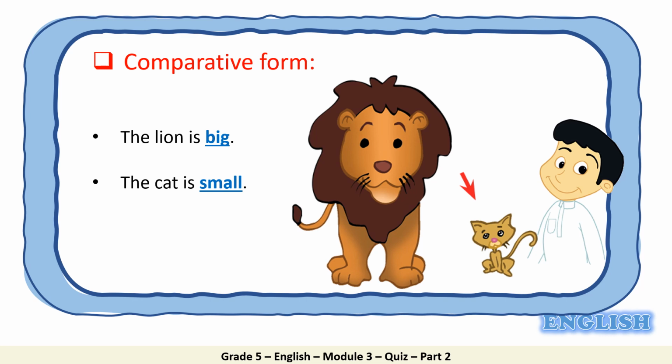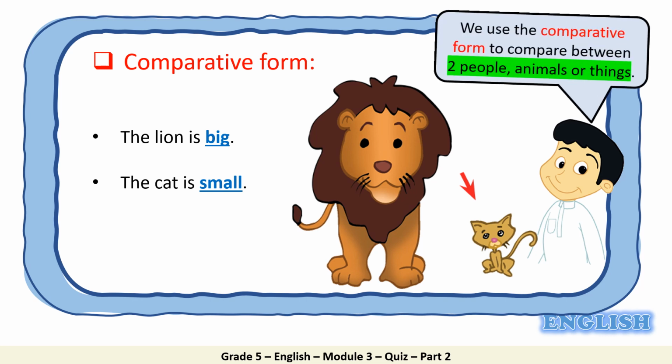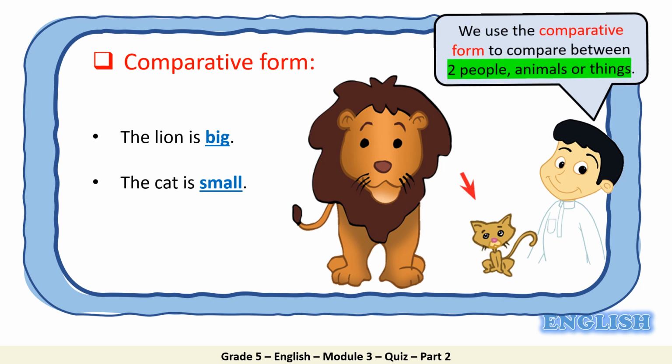What is the comparative form? It's when we compare between 2 people, 2 animals, or 2 things. For example, the cat is smaller than the lion. Notice, I described 2 animals in one sentence using one adjective only.